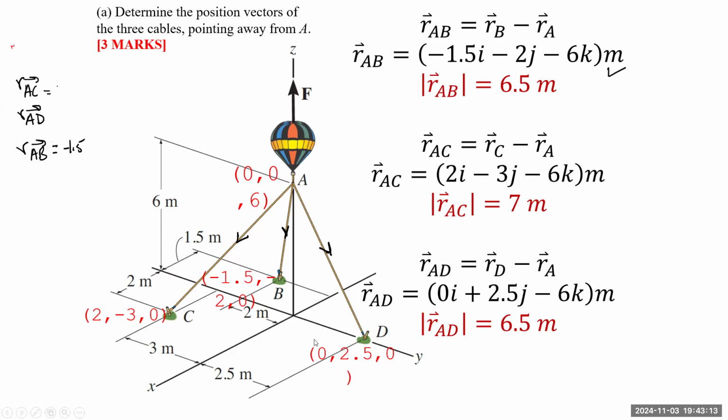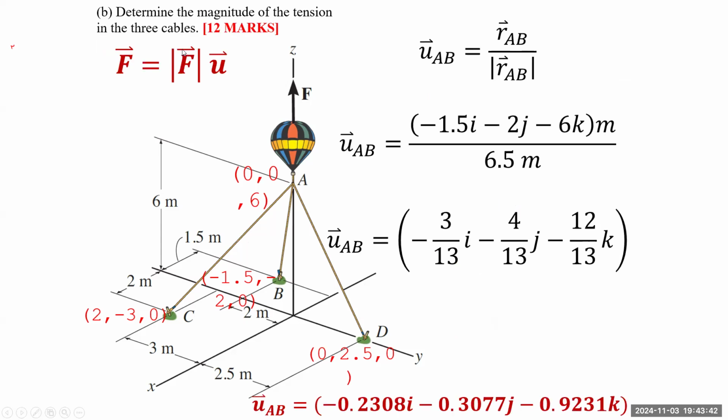So 0 from 0 is 0. Y is 0 from 2.5, so it is going to be 2.5. 6 from 0 is minus 6. So you get those. You get all the points. You find the modulus. So right here now we need to find the unit vector of AB, AC, AD.